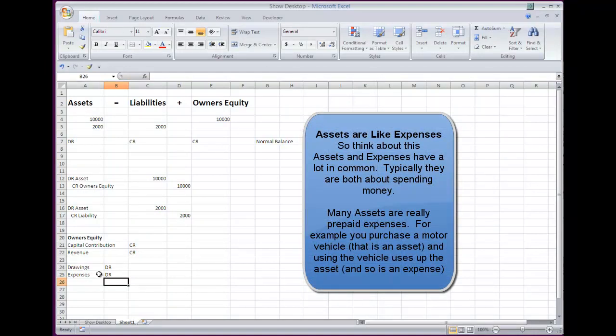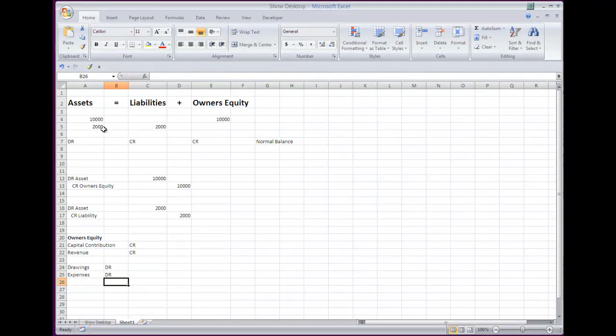So this is a part of the accounting equation, assets equals liabilities plus owner's equity, and the owner's equity itself is then broken down into four components. An increase in capital is a credit, an increase in revenue is a credit, an increase in drawings is a debit, and an increase in expenses is a debit. So this is a basic overview of the accounting equation, the normal balances, and a sense of how journal entries come together. Now these are all journals in the general journal.